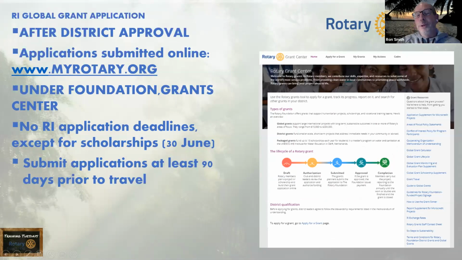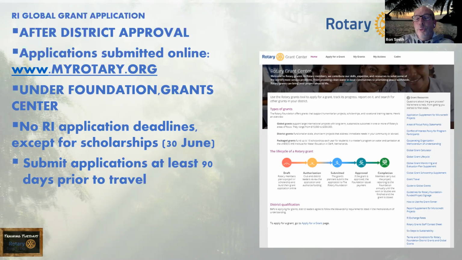When you go to myrotary.org and you go up under either Action or Rotary Foundation, you'll find your way to the Grant Center. When you click Grant Center, and I'm not sure if this is an old screen, it looks something like this. And at this point in time, you say apply for a grant. And there's a button up top that says apply for a grant. Now, before you do that, we want the district grant committee to have looked at your proposal and give you the tentative okay to go to the next steps.